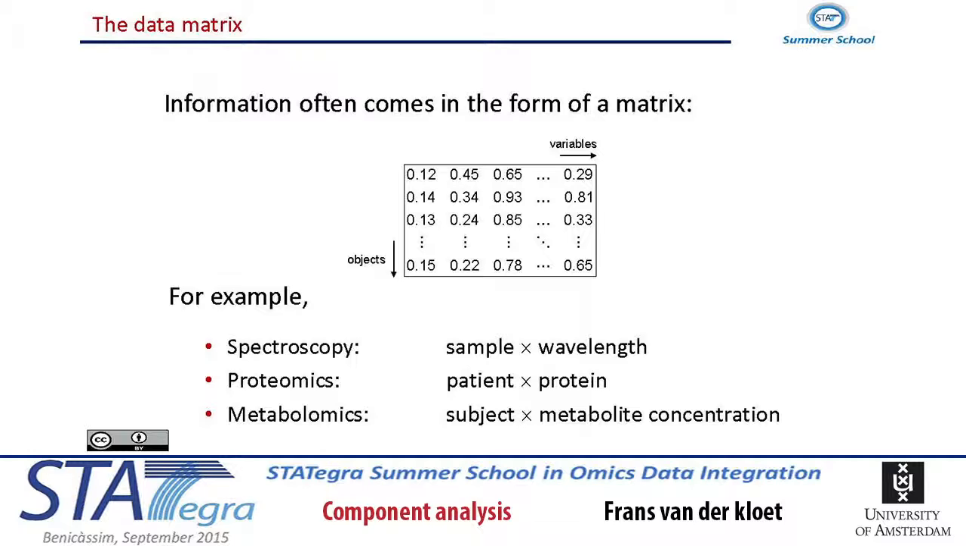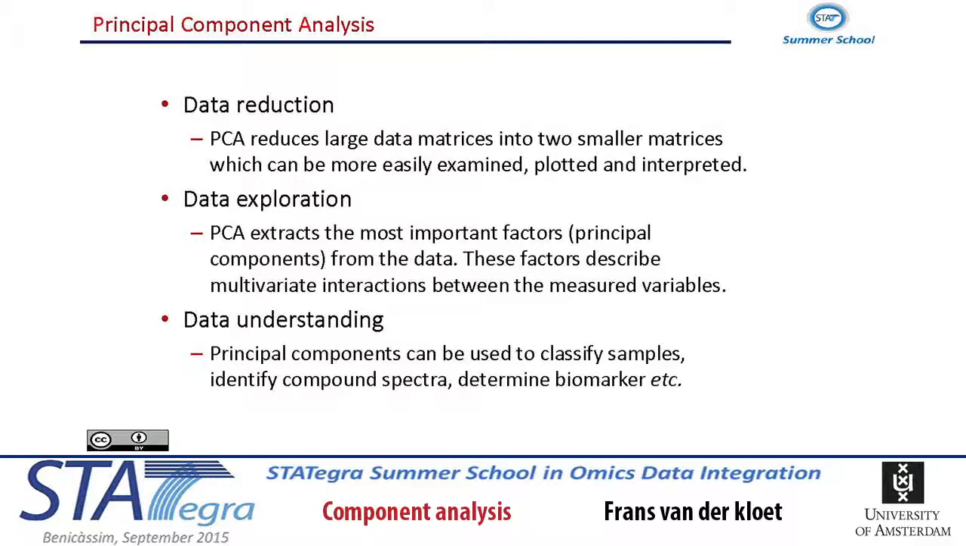For example, we have spectroscopy, which would be sample times wavelength. Proteomics would be patient times protein or whatever. And metabolomics, like we've seen before, is the subject times a metabolite concentration. Could possibly be.